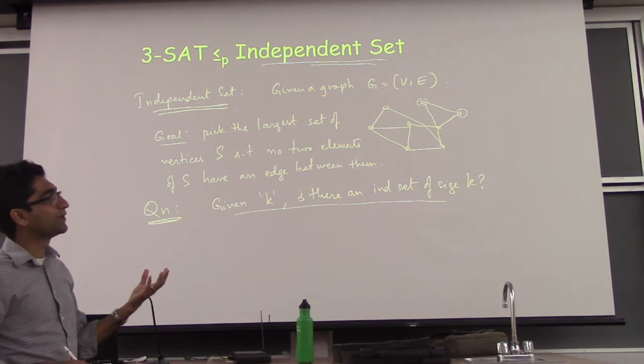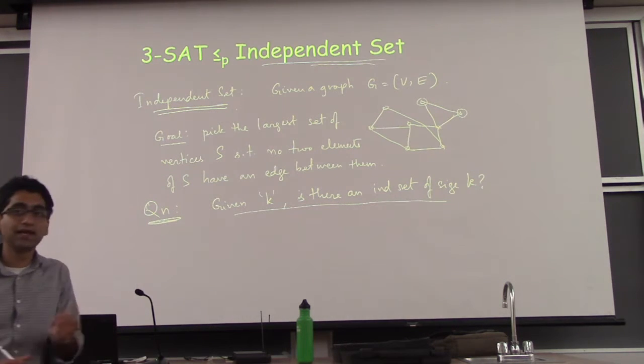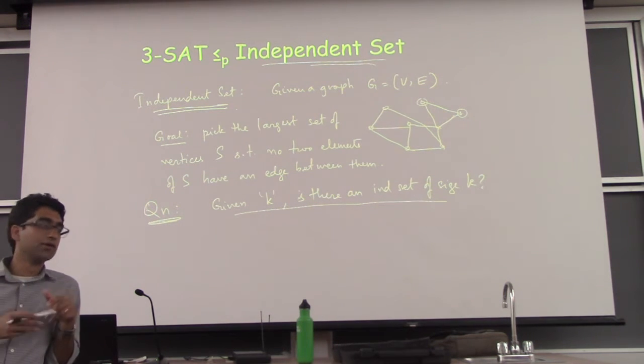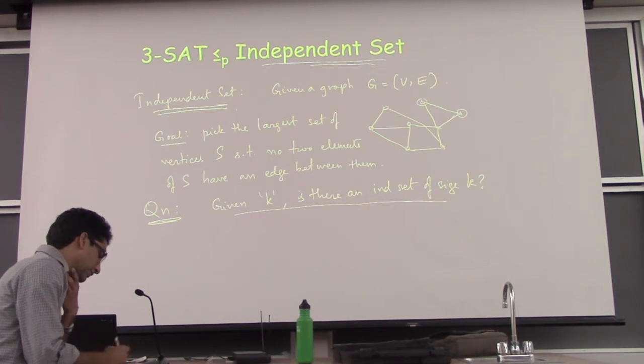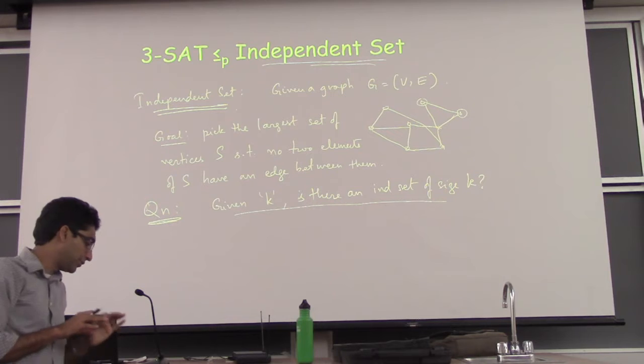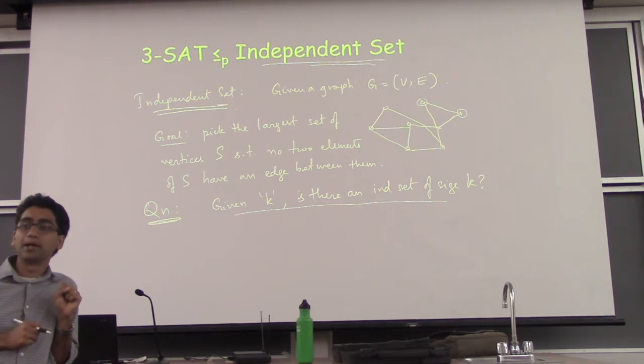Basically, what you should think of is, suppose there is a set of size k. Can somebody convince you that there is one? That's very easy, right? You just exhibit it. So that's how you prove that it's in NP. Now let's see why 3SAT reduces to independent set.